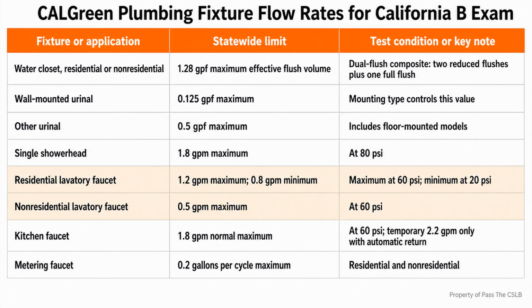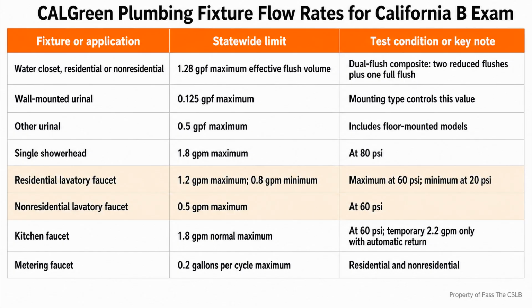Kitchen faucets are different again. The normal maximum is 1.8 gallons per minute at 60 pounds per square inch. The source permits a temporary increase to 2.2 gallons per minute when the fixture automatically returns to the 1.8 rate. The word temporary matters. A faucet that simply stays at 2.2 during ordinary operation does not fit that exception.